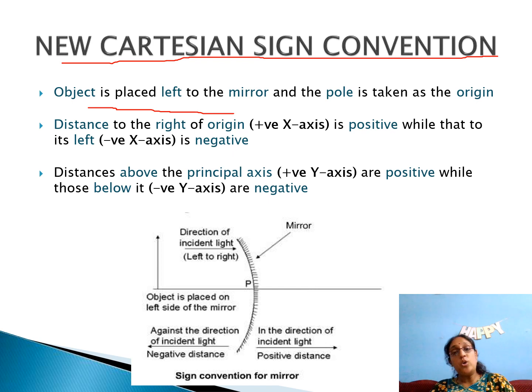And the distance above the principal axis, this is your principal axis, so above the principal axis, that is your y-axis, is taken as positive. But when you come below, the distance above the principal axis is positive, while those below are negative. So the right side is taken as positive and the left side is taken as negative, and the top is taken as positive and the bottom is taken as negative.